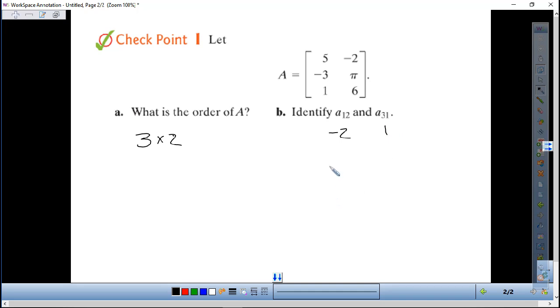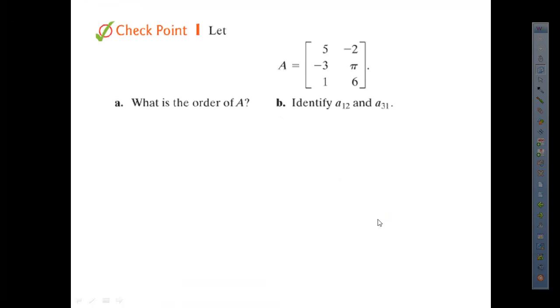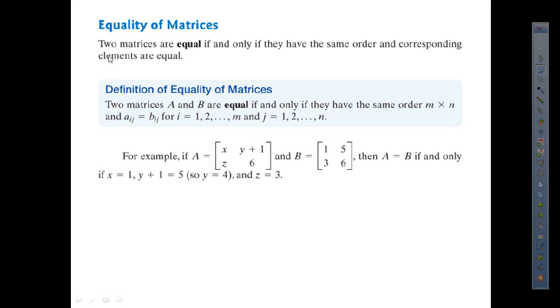All right, now two matrices are equal if and only if they have the same order and corresponding elements are equal. So they must have the same order and all the corresponding elements have to have the same value.